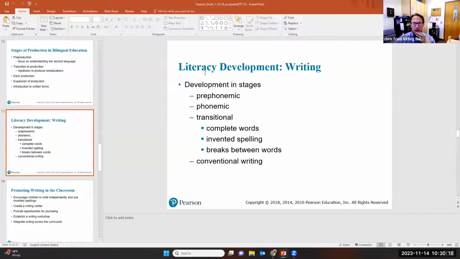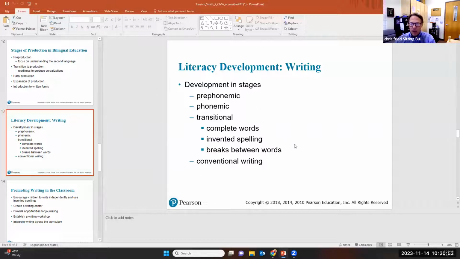Literacy development. So the writing component is a very important part of learning literacy. Again, this can develop in stages as well, from pre-phonemic, phonemic, transitional, and conventional writing. Okay, so transitional, complete words, invented spelling. Not all the spelling has to be correct or accurate, as kids are working through understanding and learning how to do that. And then taking breaks between words as well. So a different and important part of learning to write.